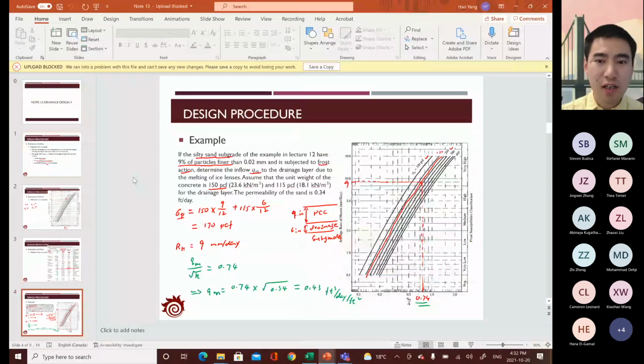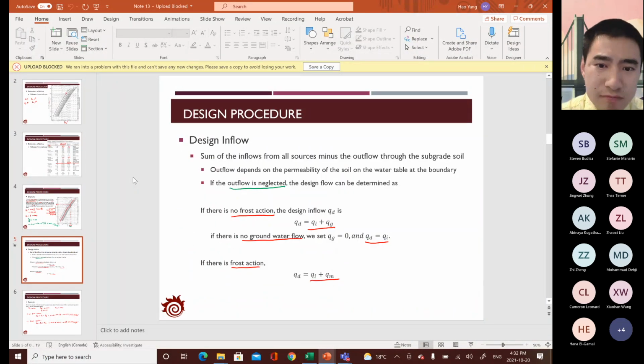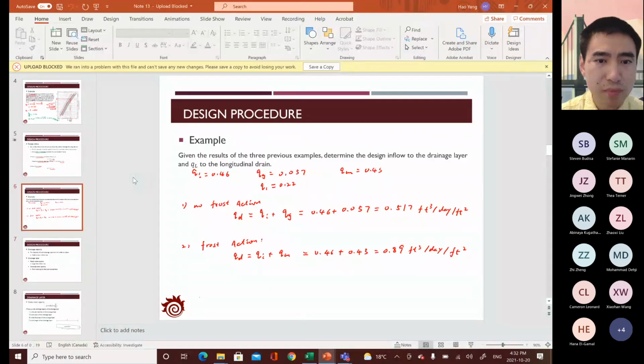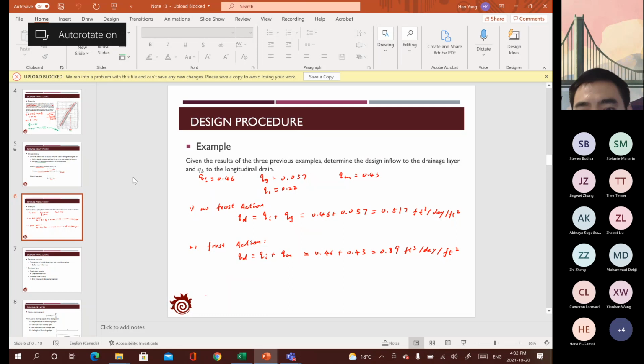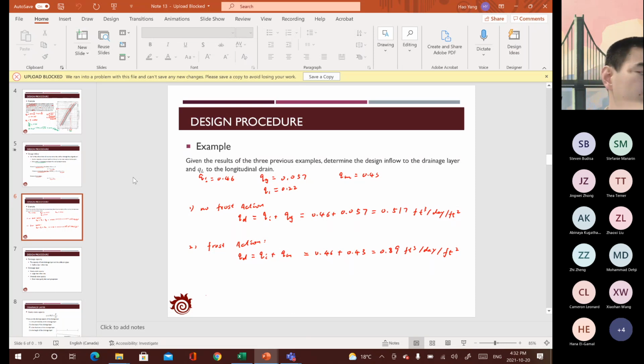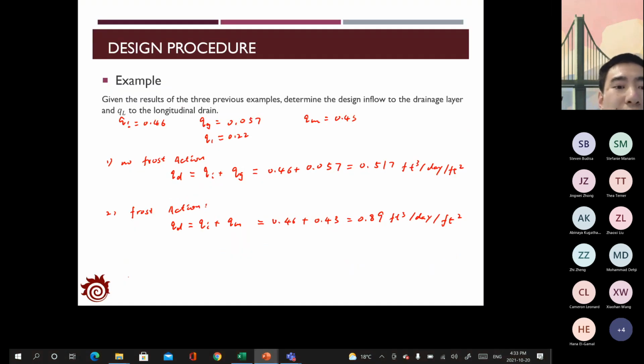So last time on Monday, let's see where we stopped. We had introduced the calculations about all the different types of inflow rates for the drainage design. And actually, we did not have enough time to go through the last example to finish the questions.